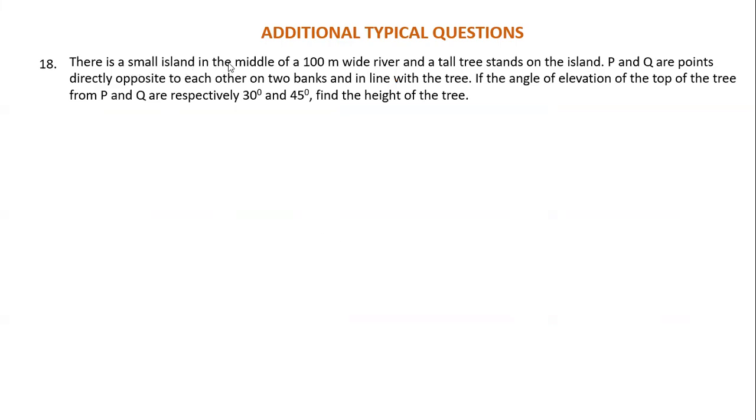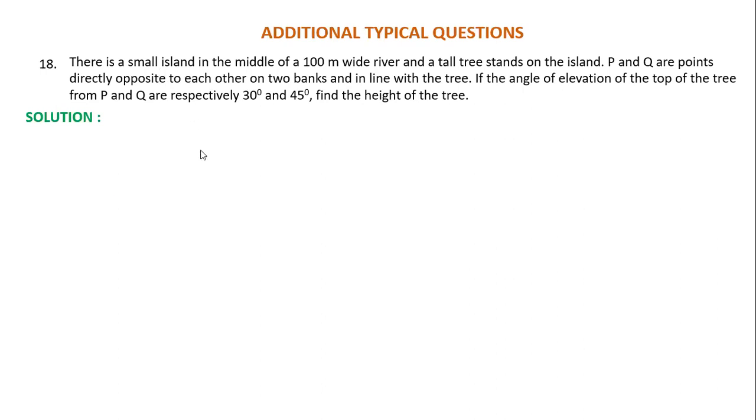There is a small island in the middle of a 100 meter wide river, and a tall tree stands on the island. P and Q are points directly opposite each other on the two banks and in line with the tree. The angles of elevation of the top of the tree from P and Q are respectively 30 degrees and 45 degrees. Find the height of the tree.